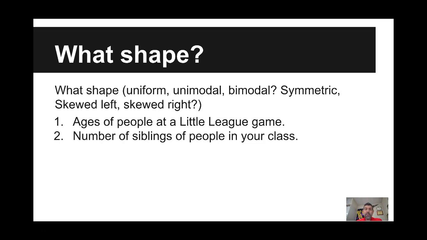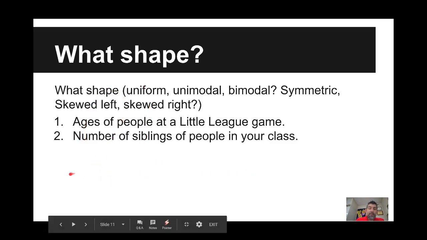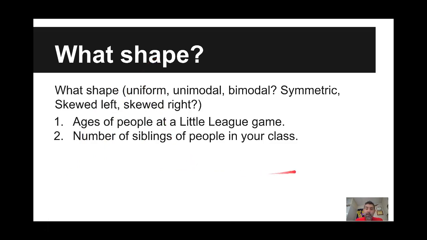What about number of siblings of people in your class? Well, most people have around 0, 1, 2, 3 siblings, and then you've got a few that have 7, 8, 9, or 10, right? So you've got a lot of people on the low end, a few people on the high end. So it's going to be up here and then down way over here. That's a skewed right distribution.